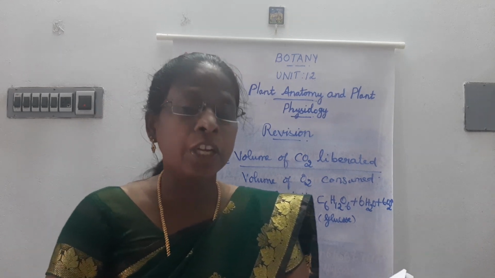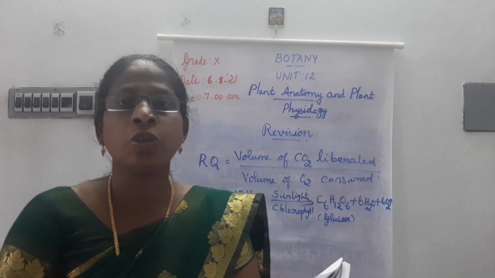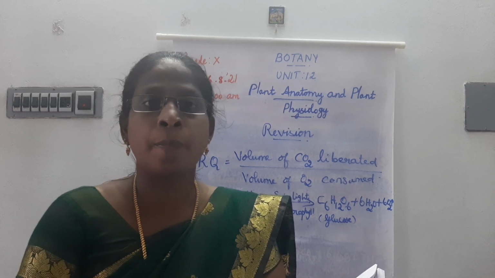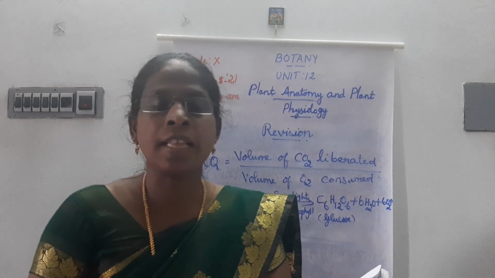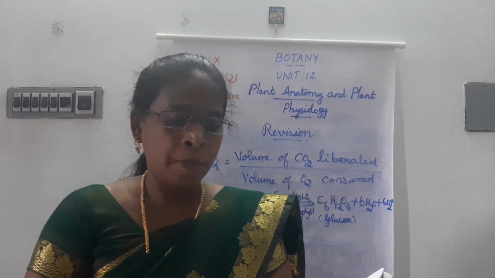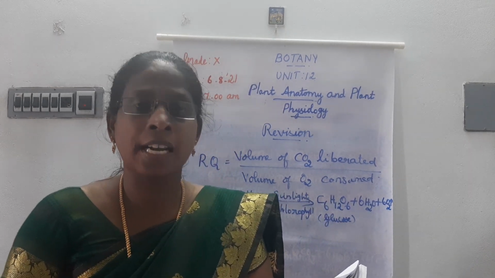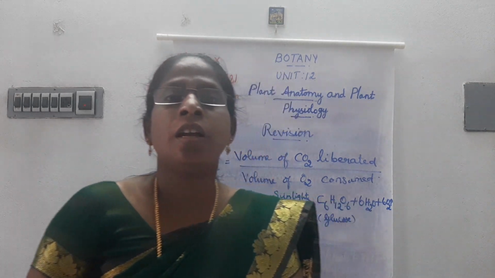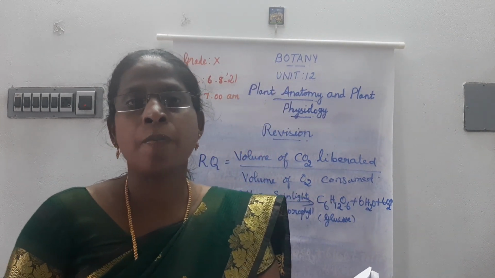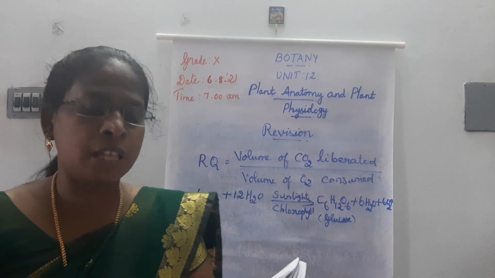Then about the conjunctive tissue. In the dicot root it is parenchyma, in the monocot root it is sclerenchyma. Then an example for dicot root is bean root. An example for monocot root is maize root. These are the differences.